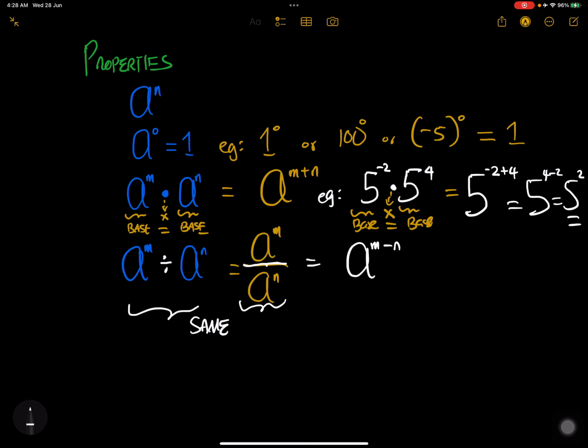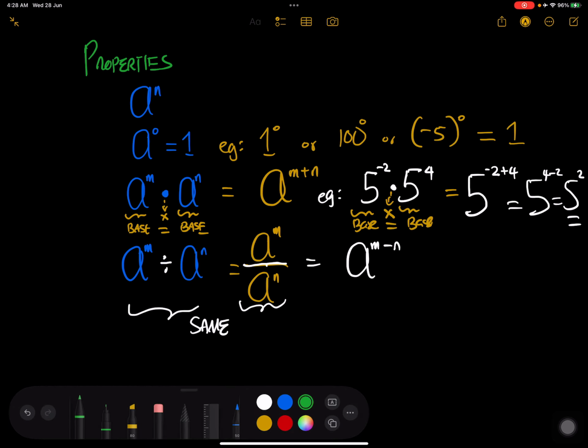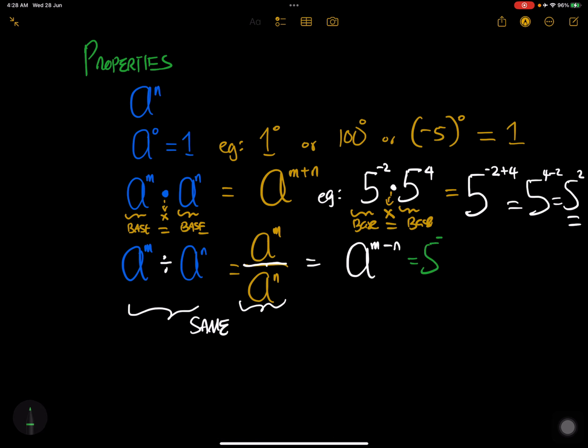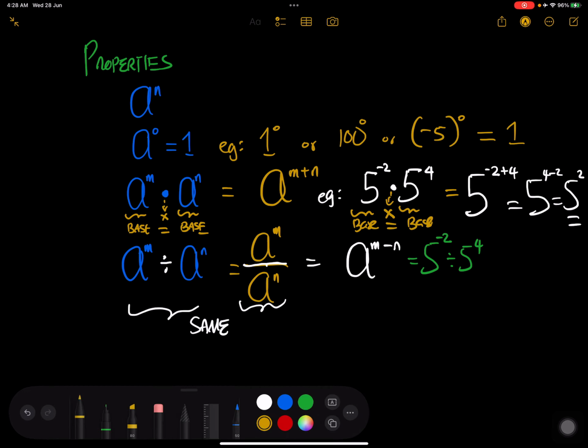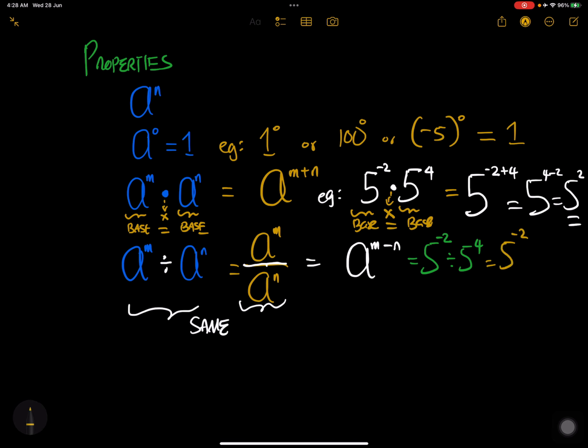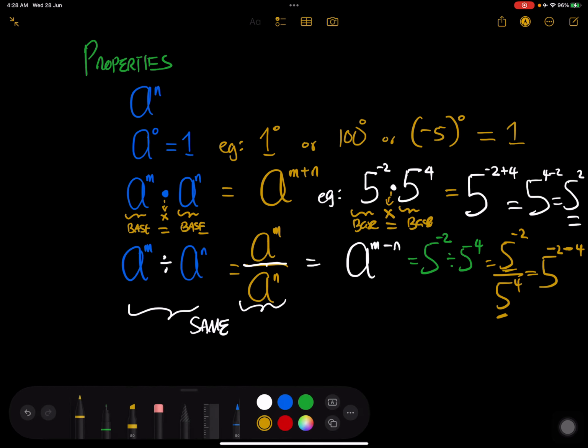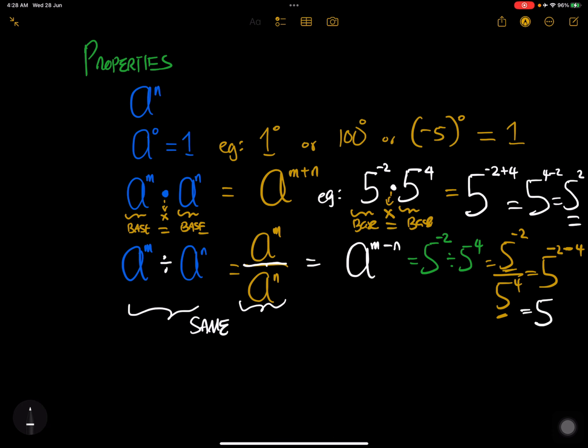So we want to make sure. An example of that is, let's say we have the same, maybe 5 to the power of negative 2, and we are dividing by 5 to the power of 4. We are saying that it's going to be the same as 5 to the power of negative 2 divided by 5 to the power of 4. And we say that because the bases are the same, we subtract. So we get negative 2 minus 4. And then we end up getting, what do we get? Is anybody ahead of the class? We're going to get 5 to the power of negative 6.